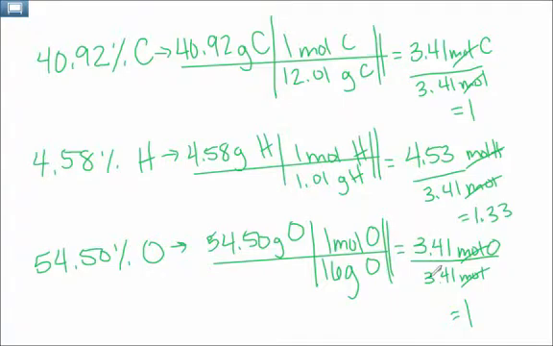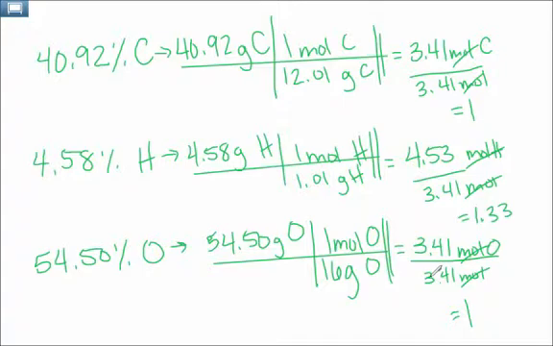Okay, 1.33. So these would be our mole ratios, and these would be our subscripts. Can we have 1.33 as a subscript? No. And if it's like 1.0 something, we can round to 1. If it's 1.99, whatever, we could round up to 2. But 1.33 isn't close enough to just round.